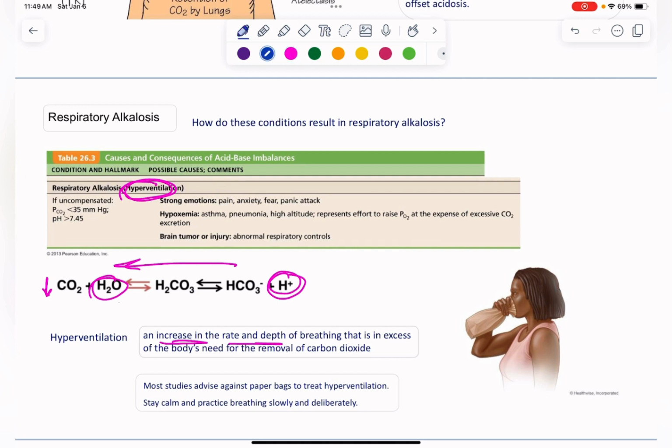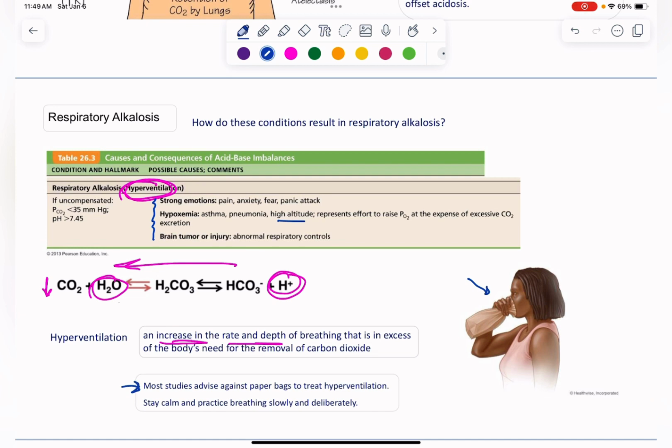And here are some different ways that hyperventilation can occur. Strong emotions, high altitudes, a brain tumor or injury, where it's messing with the respiratory centers in the brainstem, can all cause hyperventilation. And something you may have heard of to help with this would be breathing into a bag. I guess most studies advise against this, but you can see why it would be helpful.